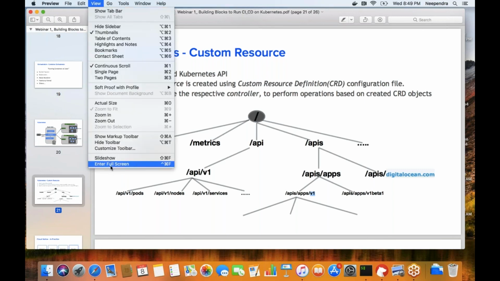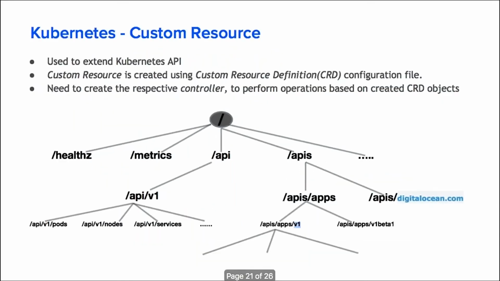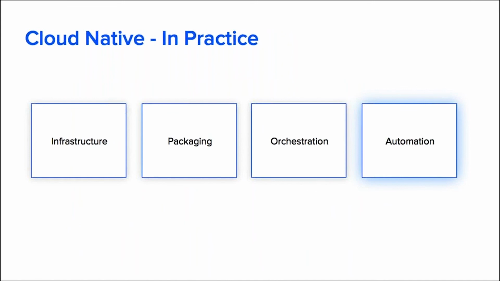Let's move on to our next slide. So the last part here is automation. We have already seen a part of automation with the help of infra automation, by which we could create the infra on the fly.